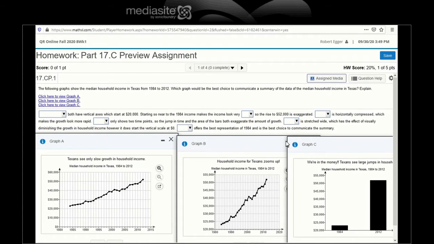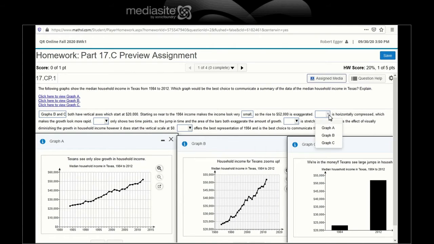So let's see. Both of these have the vertical axis starting at 20. That would be graph B and C. Starting so near the 1984 income makes the income look very small. So the rise of 2000 is exaggerated. Here's the income compared to over here: a little, big. Not all that small, and a little bit bigger. Really small, really big.